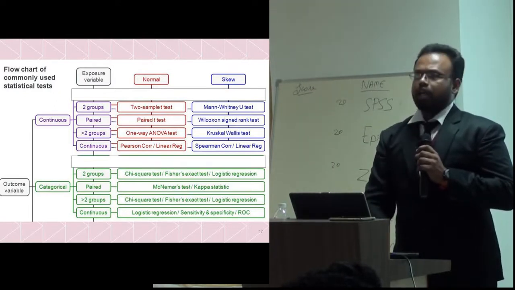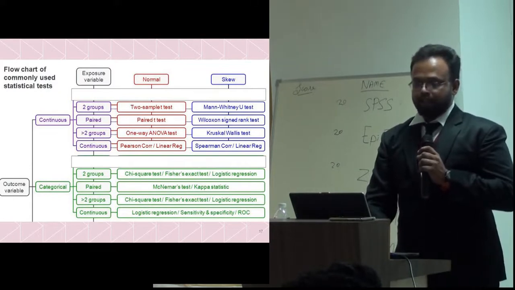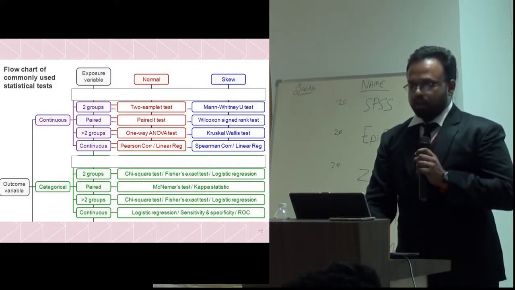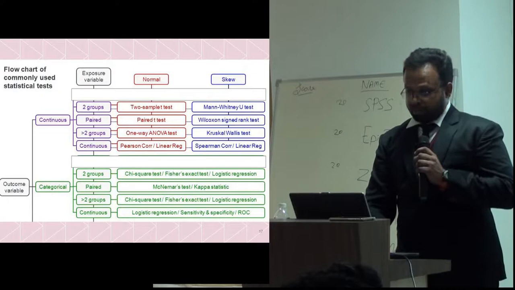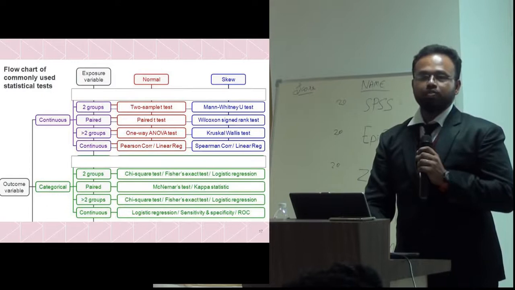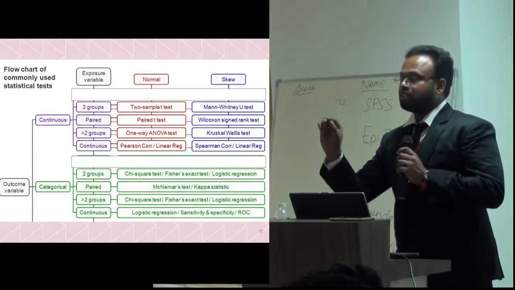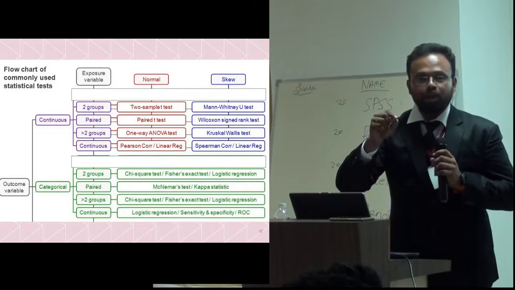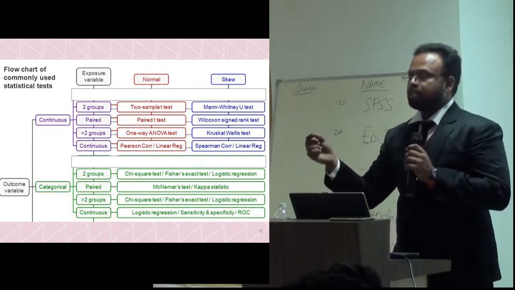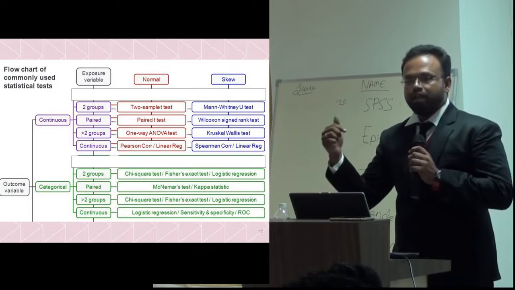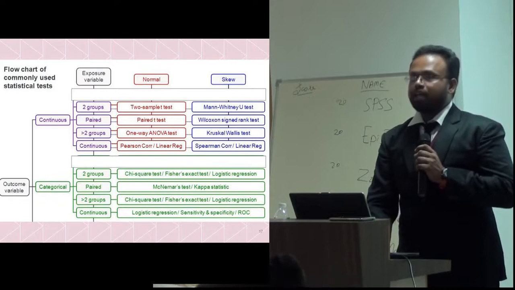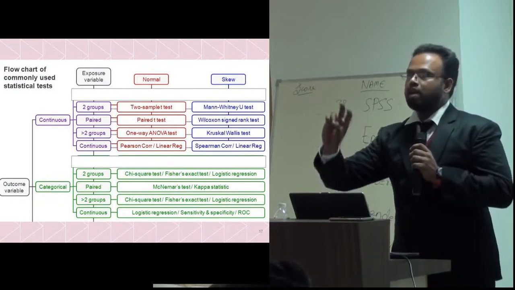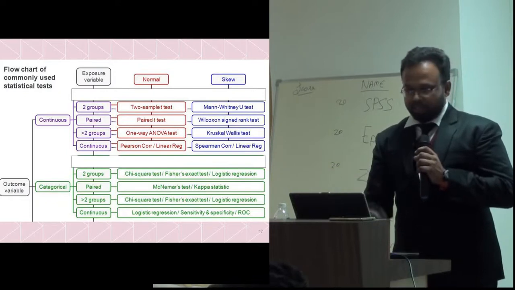Now categorical. Categorical means, say, hypertension present or absent for male and female. Then you need to use chi-square test or Fisher's exact test or logistic regression. Fisher's exact test is the test we use when the cell expected value is less than 5. We will deal with it in an example. Then logistic regression. Regression is just for prediction of one variable by another variable. I will explain that also later.